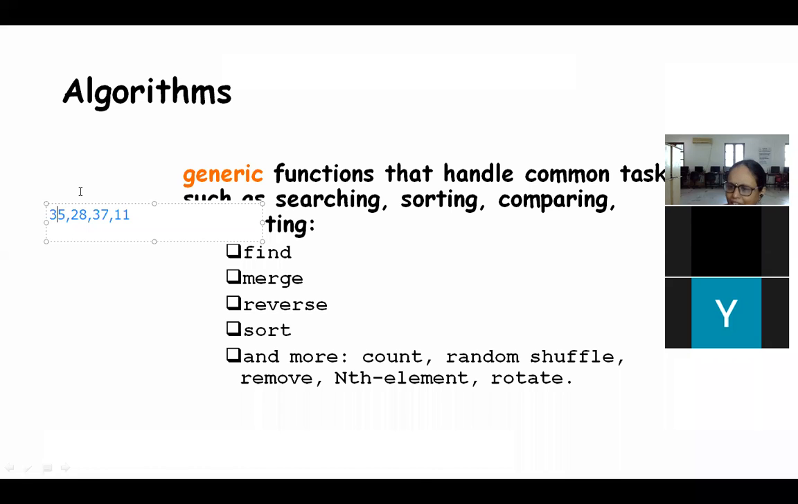Normally, if I do it in an array, first it will compare the first two elements. First, it will compare whether 35 is greater than 28. If true, it will take 35 alone. Then next, it will compare 35 and 37. By comparing, definitely we know 37 is greater.